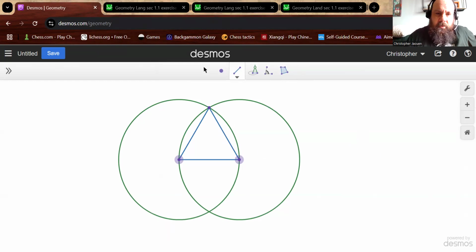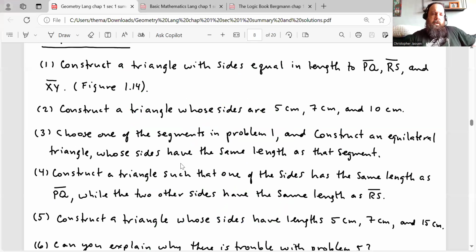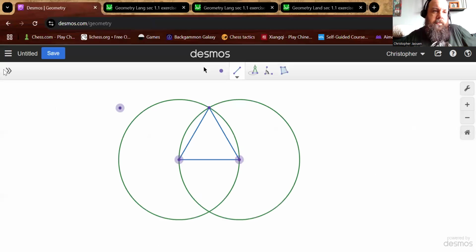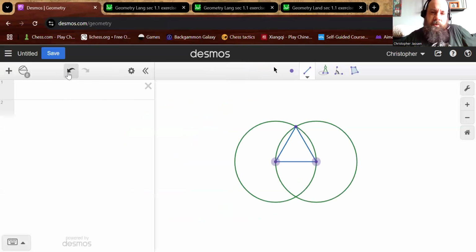All right, let's see what they want for question 4. Construct a triangle such that one of the sides has the same length as PQ, while the other two sides have the same length as RS. In other words, they want us to draw an isosceles triangle. We could do that here as well using Desmos. All right, so let me redo this.